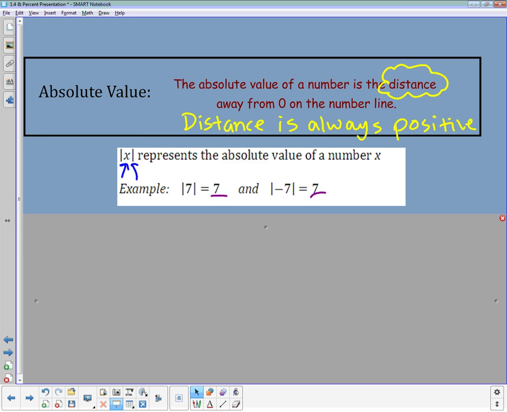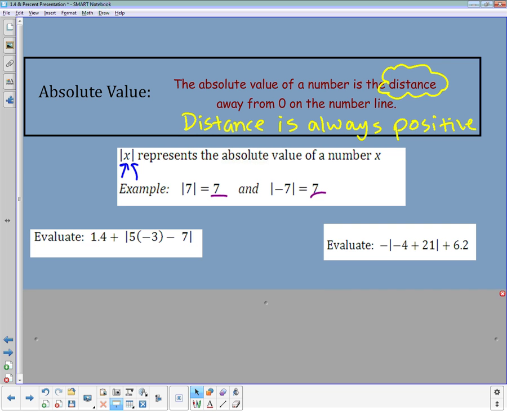Distance is always positive. So then it says, when solving expressions, the absolute value bars act as parentheses. Perform any operations on the inside of the bars first. So I'm going to take a look at my 2 examples there, and I want to evaluate 1.4 plus the absolute value of 5 times -3 minus 7. So I'm going to work inside those bars first because they act as parentheses. So I have 5 times -3, that's -15 minus 7. And then -15 minus 7 gives me -22.